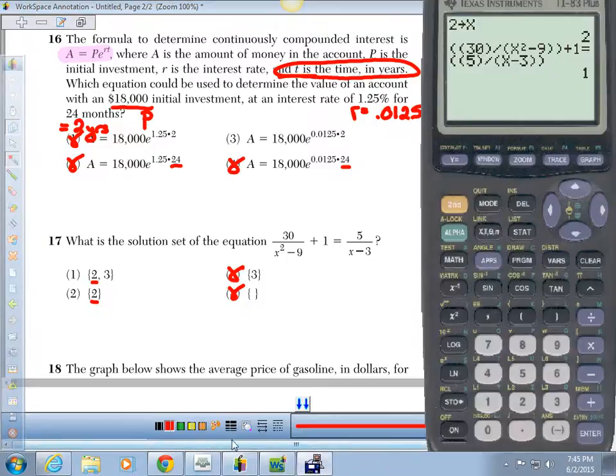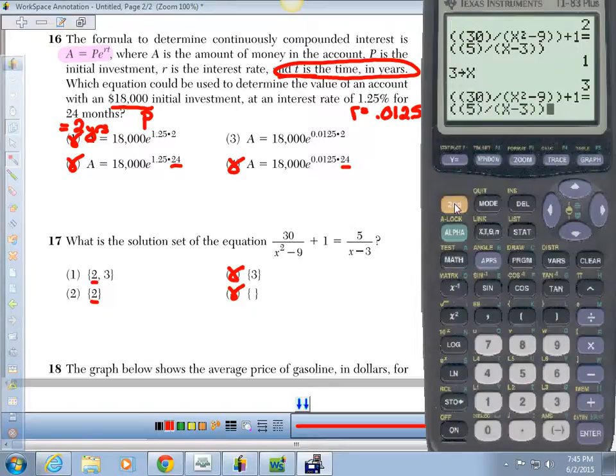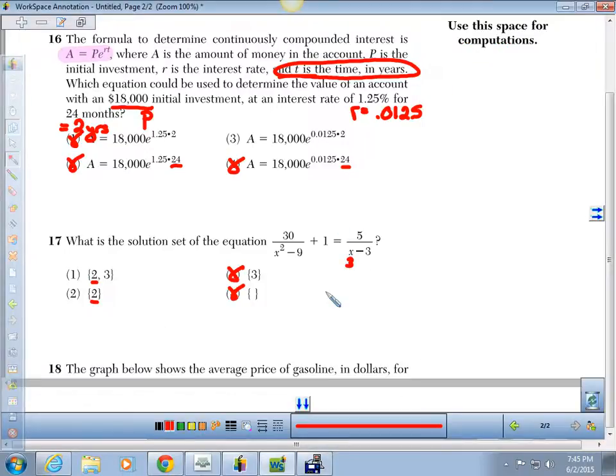3. So now we're going to take 3 and store it as x. We don't have to type in the equation again. We're just going to go ahead and hit second enter. So there's my equation again. And does 3 work? Why does 3 not work? 3 minus 3 gives me a 0 in the bottom, doesn't it? So 3 can't work. My only choice is option number 2, right? Option number 2.